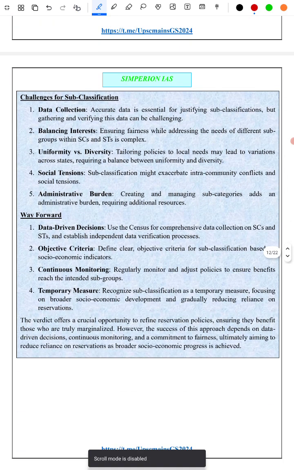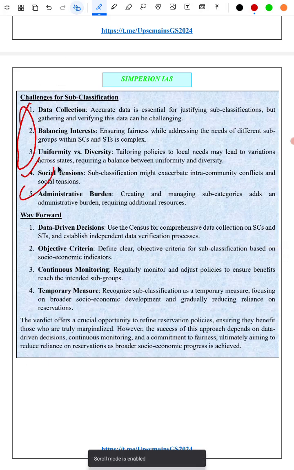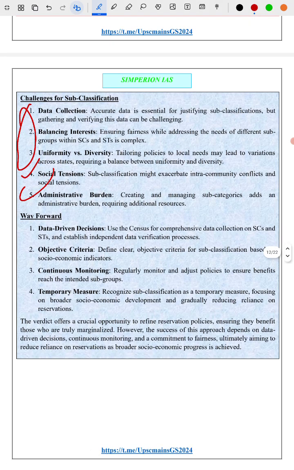We have covered 3 points there. We have covered 2 points. These 3 points are already covered. The fourth and fifth points are covered in the previous page. Next, what are the way forwards? What are the steps that need to be taken so as to make sure that the purpose of subcategorization meets its objectives?